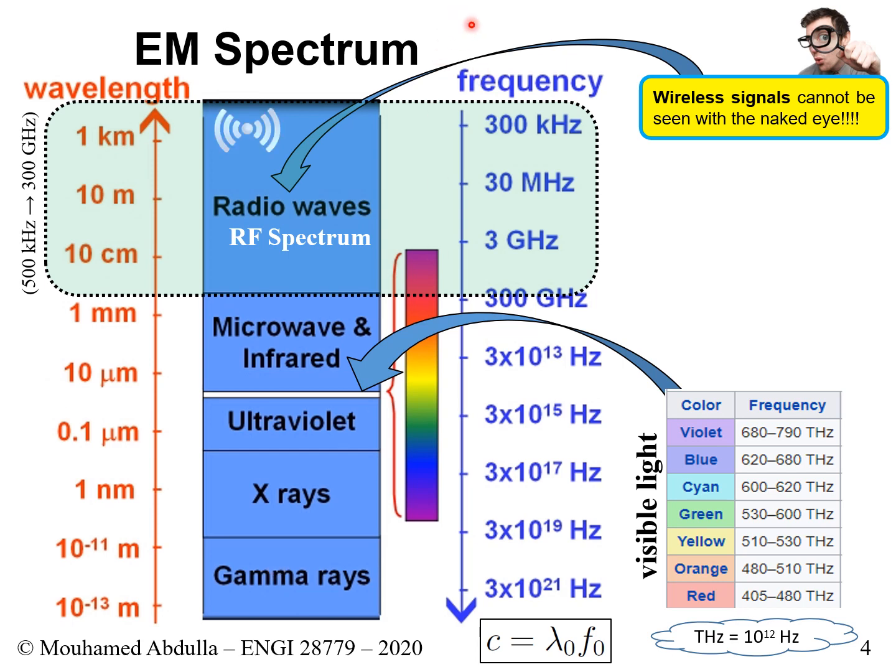In fact, even things that are way below here, frequencies that are not in reality part of the electromagnetic spectrum, also cannot be seen, like sound waves. Sound wave is not part of the electromagnetic spectrum.